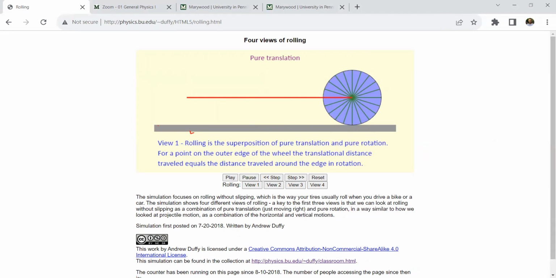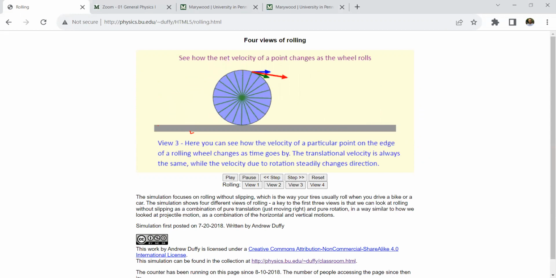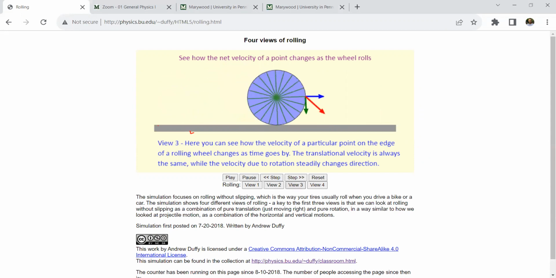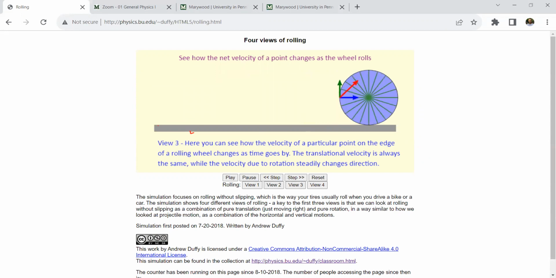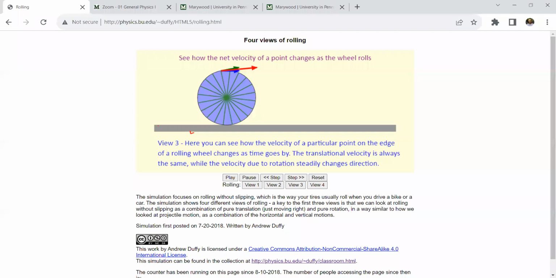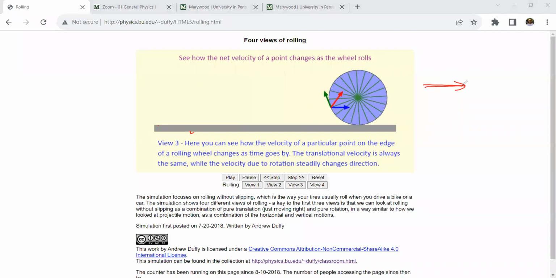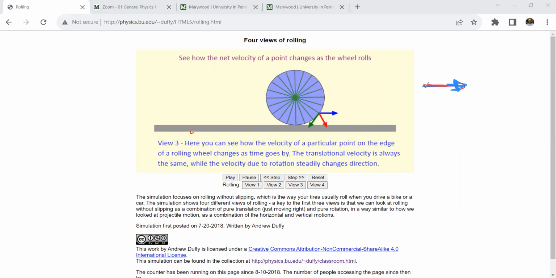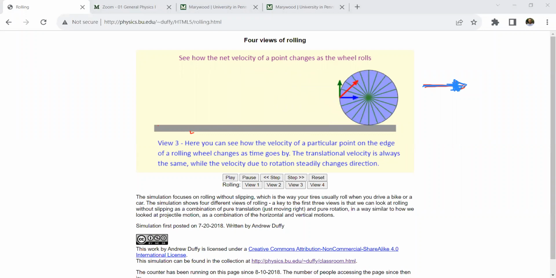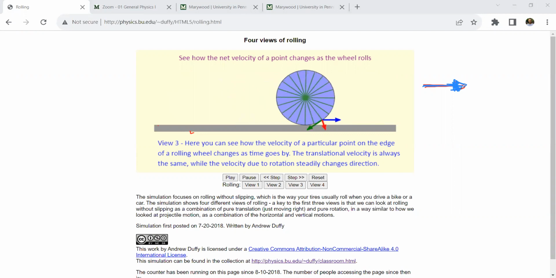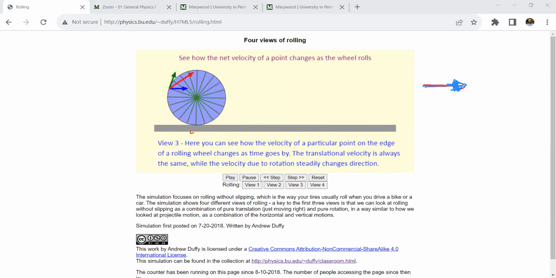Next, what I want to show you is this one. Here you see the blue, so look at how it is moving. Here blue means the translational velocity. You see that there is no change in the direction of the blue. It's always in this direction. There is no change in the blue. And this blue means the translational motion.